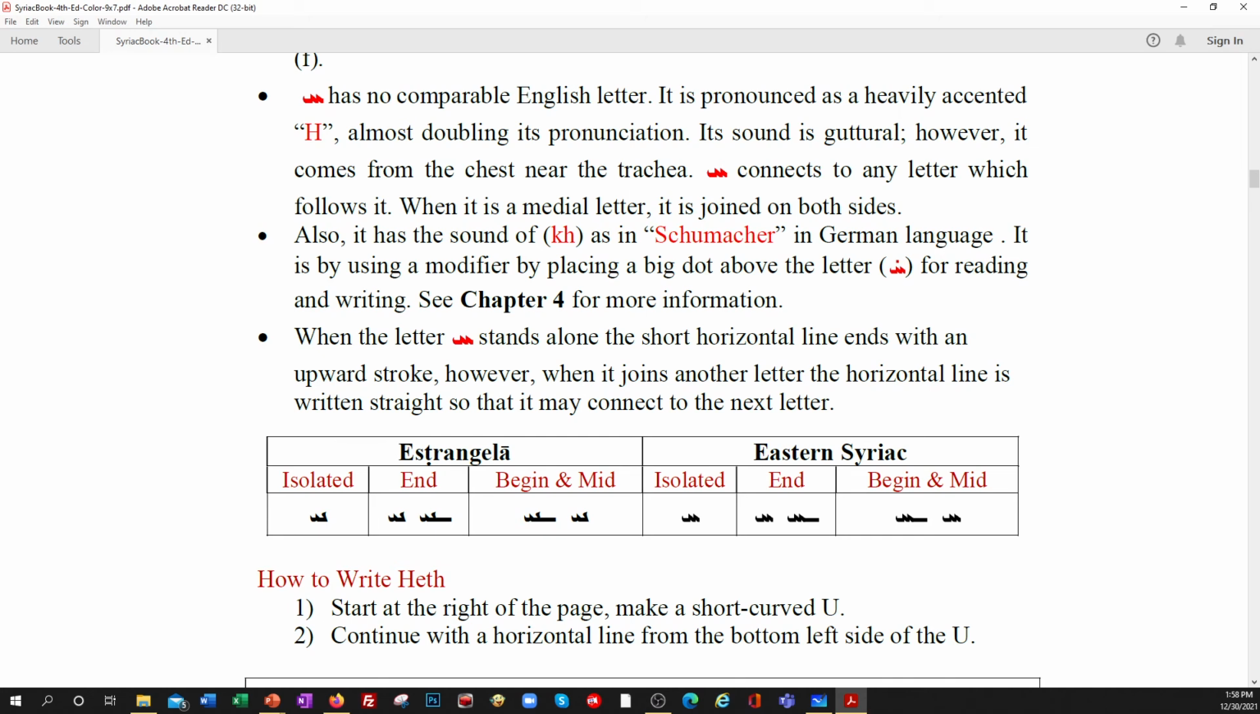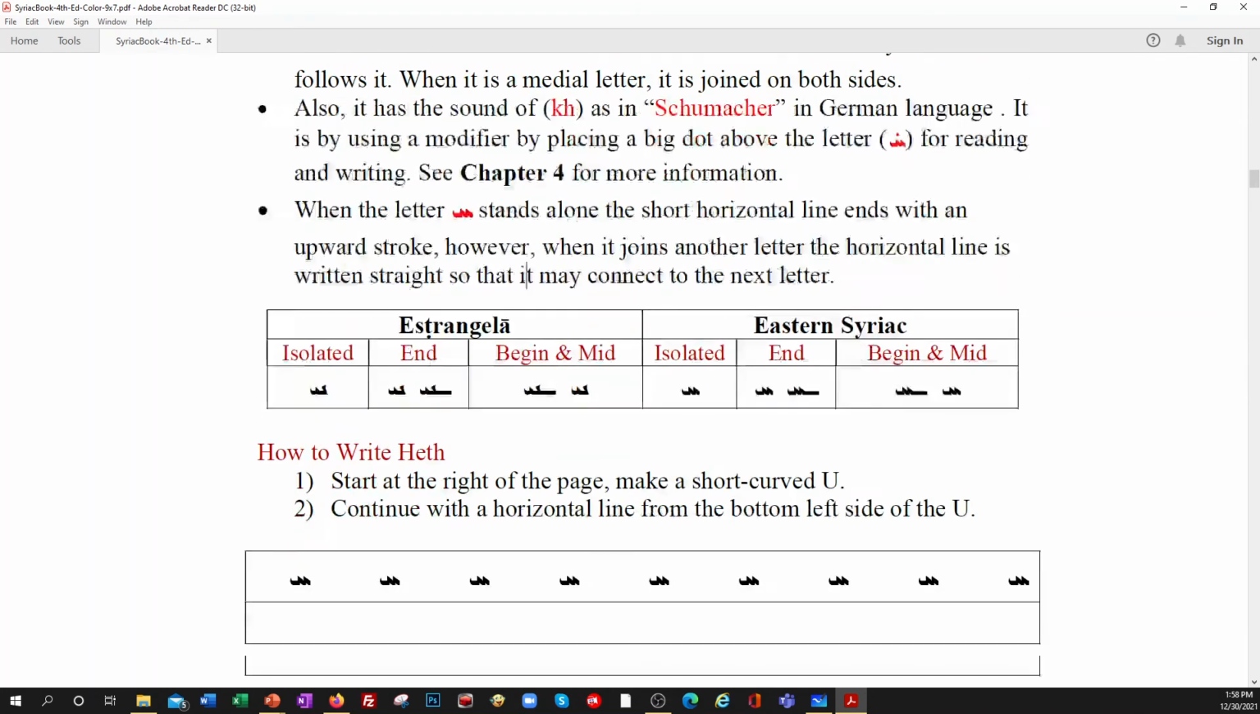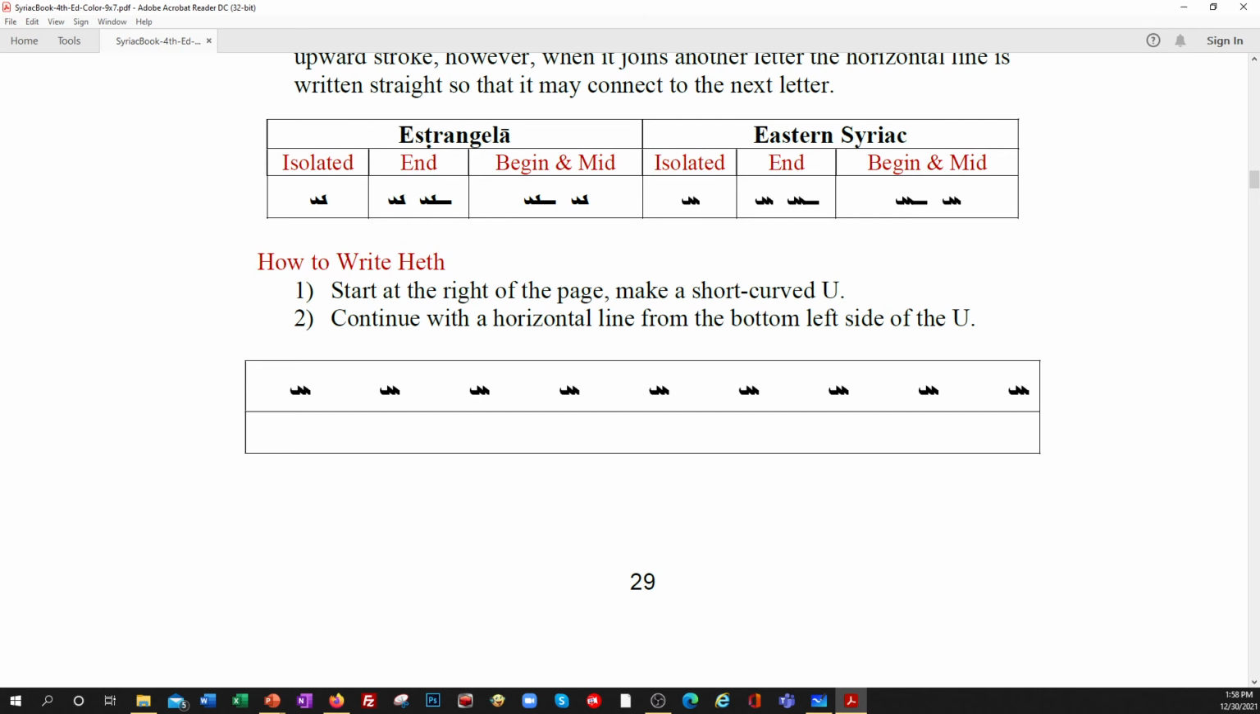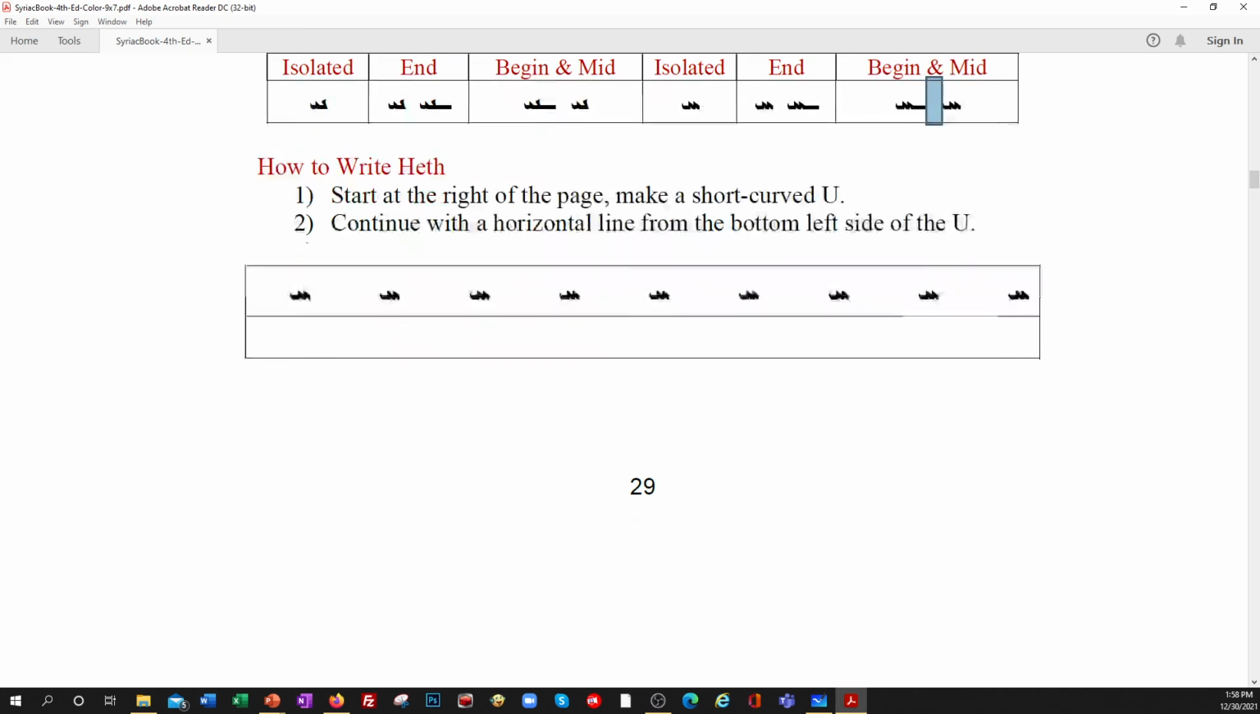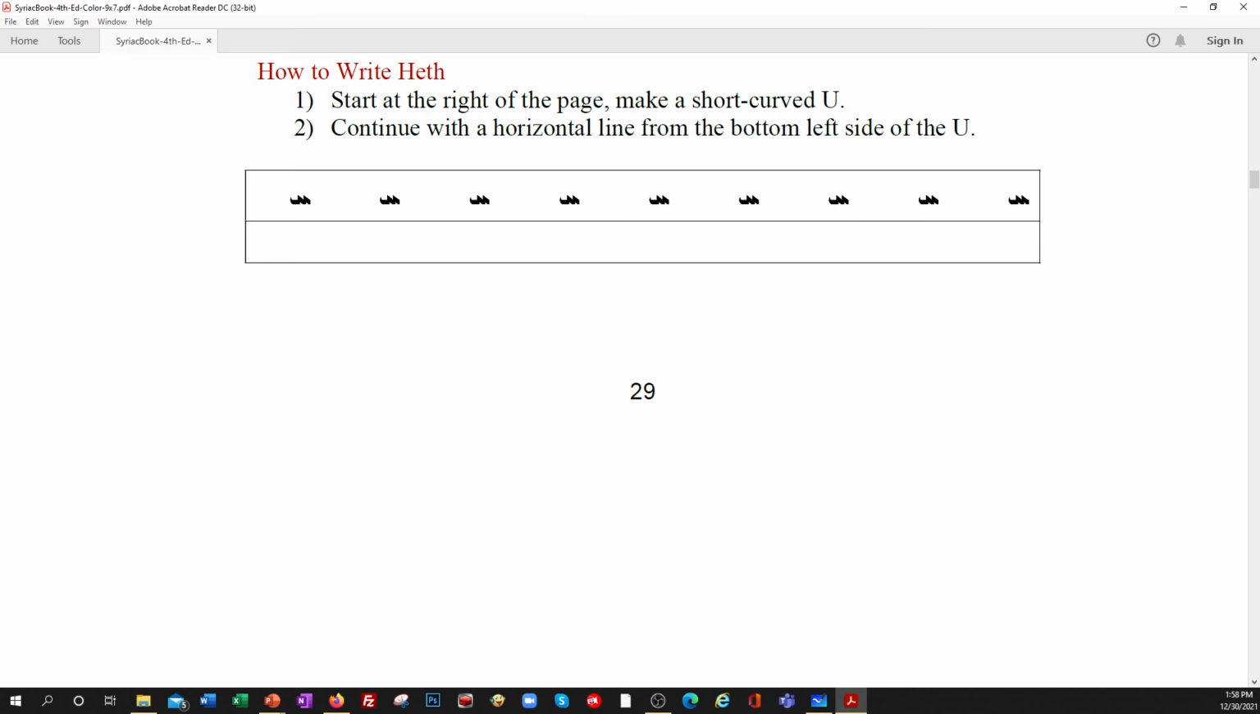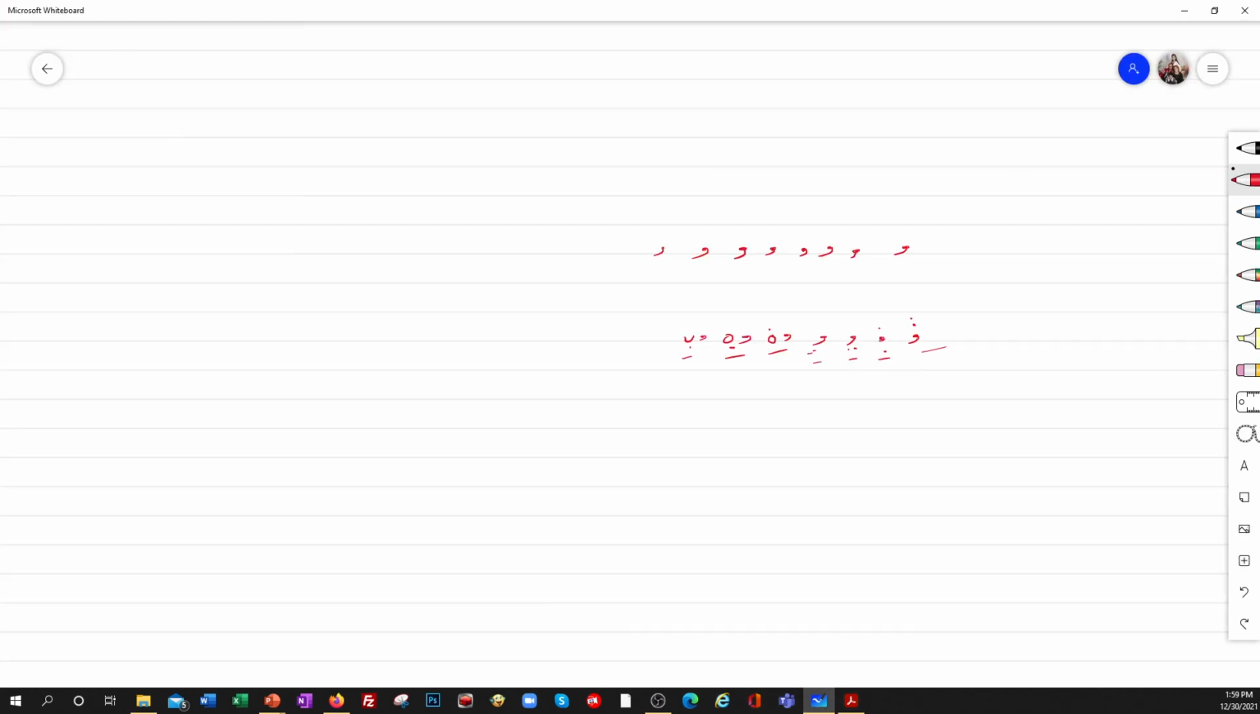When the letters stand alone, the short horizontal, all this information is good to know how it's going to look. So in a word, this is how it's going to be in the middle of, or at the beginning of the word. At the beginning it always joins to the left, but in the middle it joins from the right and also from the left. It's almost the same in Strangila. So ḥ is like a small w, very short. In English we write w just like this one. Here we do it from right to left with a small stroke, like this, ḥ.